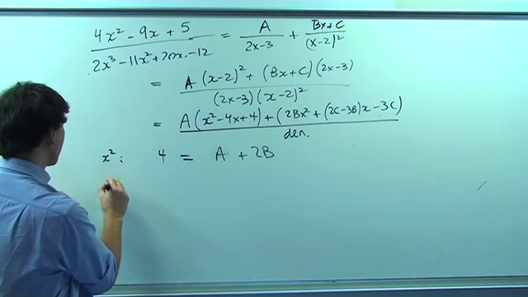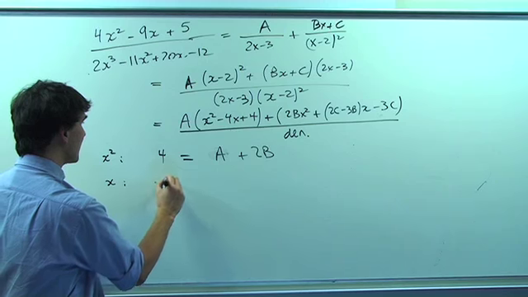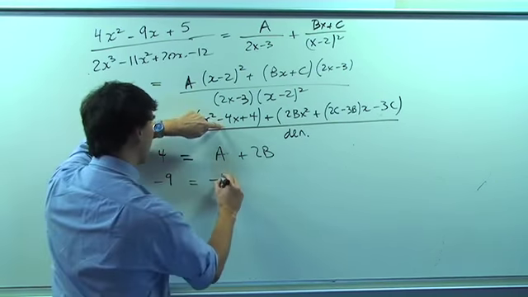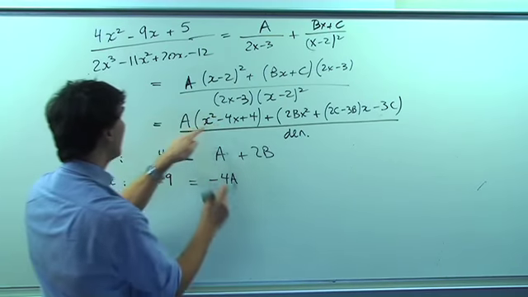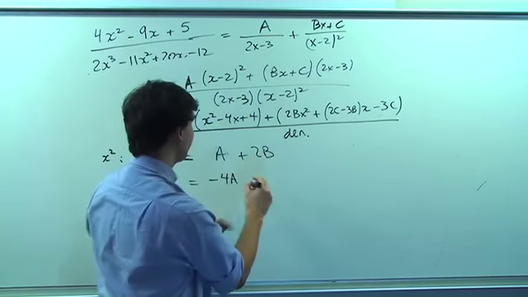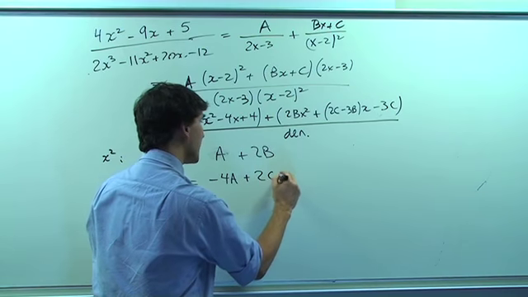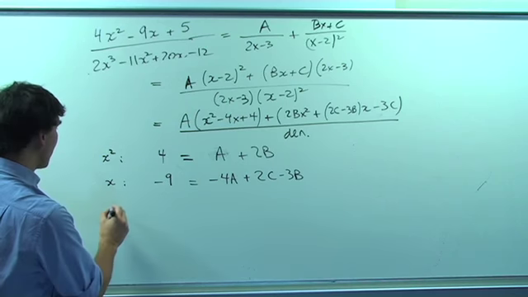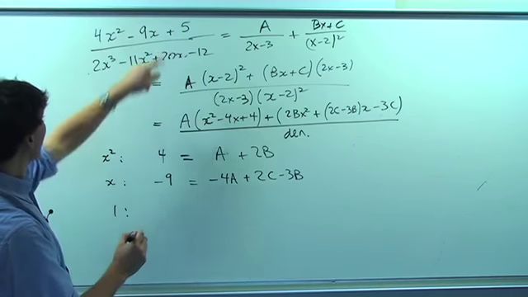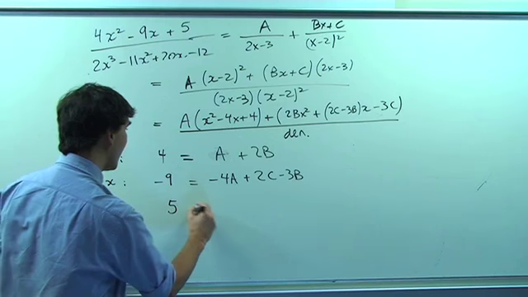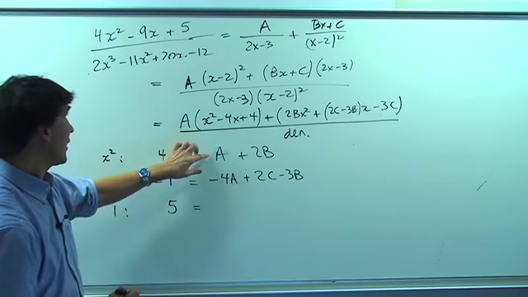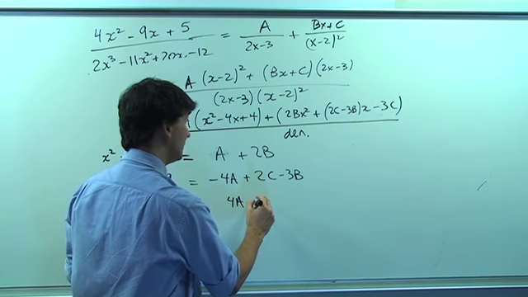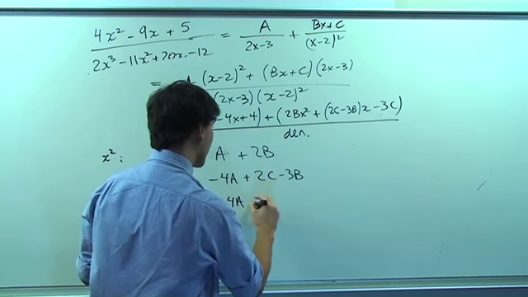The coefficient of x on the left is minus 9, and on the right, well, we've got minus 4a, right, minus 4a, and 2c minus 3b. And the coefficient of 1, the constant term, on the left here is 5, and now we've got how many constants? We've got 4a, and then for the constant here, we've got minus 3c.